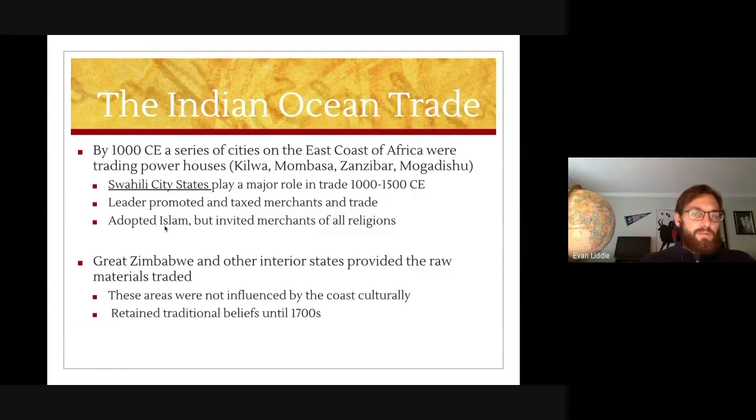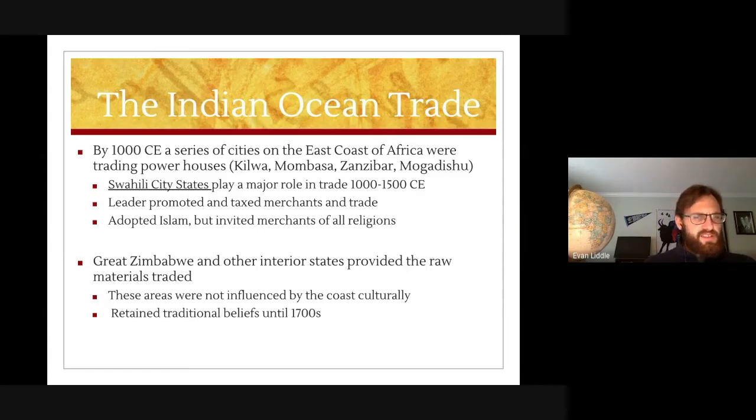Now, of course, these Swahili city-states, as they came to be known, a number of smaller states all along the coast of East Africa, played a major role in the eastern part of the Indian Ocean trade network for about 500 years. The leaders of these city-states were happy to bring in merchants because they could tax them just like other states we've seen throughout this course. Now, of course, the leaders of these states adopted Islam as their official religion, but they did not force others to join. Most of the people in this part of Africa continued to keep their own religion, with only the leaders and the merchants and the elites adopting Islam in any meaningful, major way.